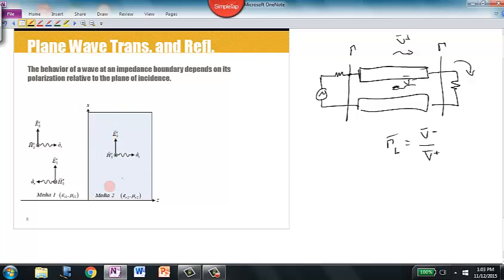So the situation is the same for plane waves traveling in two disparate media as it was for a voltage and current waveform going from a T-line into some sort of ideal load. At this impedance boundary here, we can develop a relationship for the fraction of the wave that is transmitted into the new medium. The fraction of this wave that's transmitted is going to depend on two factors. One, it's going to depend on the intrinsic impedance of the two mediums, so eta 1 and eta 2.